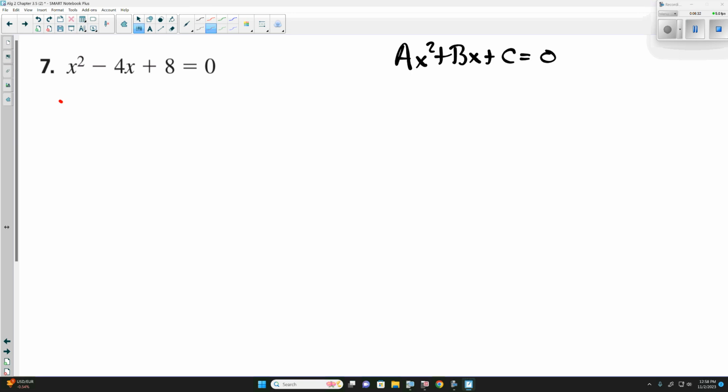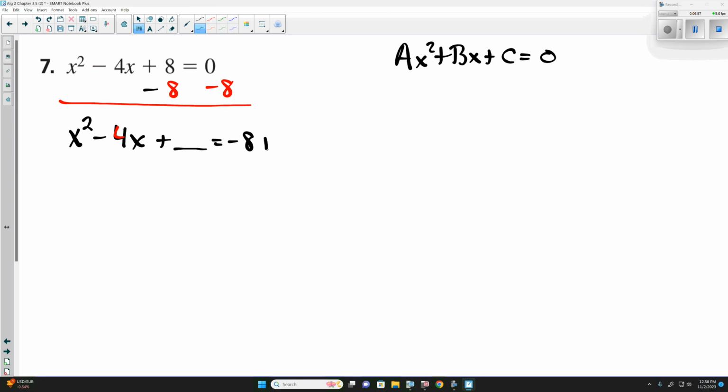Second step, get the variables by themselves. So we need to get the x squared and negative 4x on one side, everything else on the other. And we can do that by subtracting 8 from both sides. So we will have x squared minus 4x. Now the other part of that step was to what? Leave 2 spaces. So we'll have 2 spaces added in.